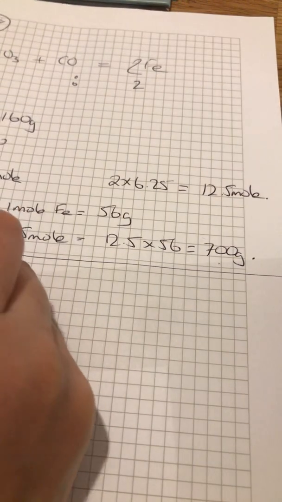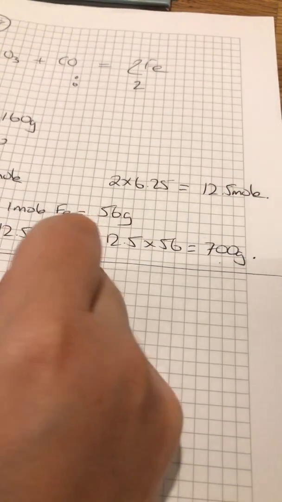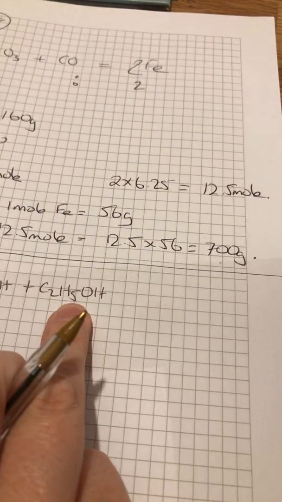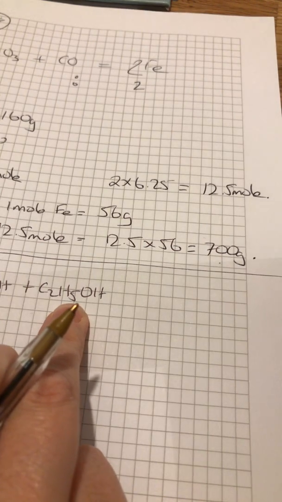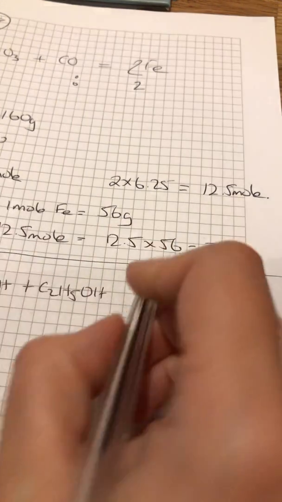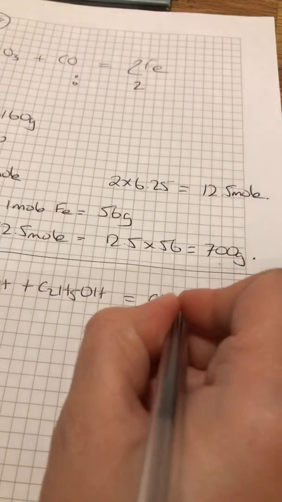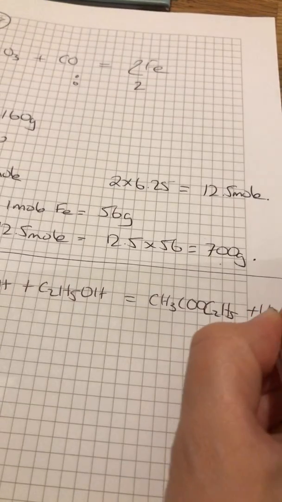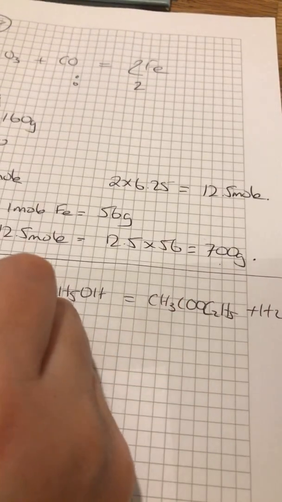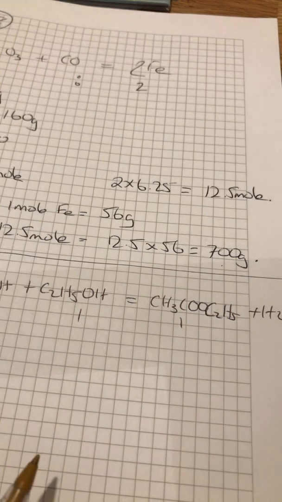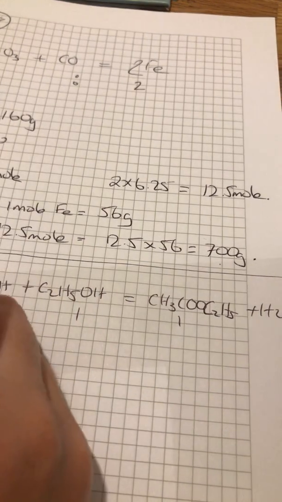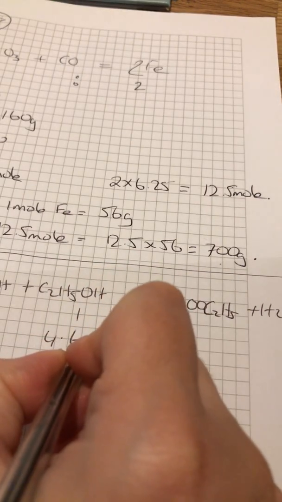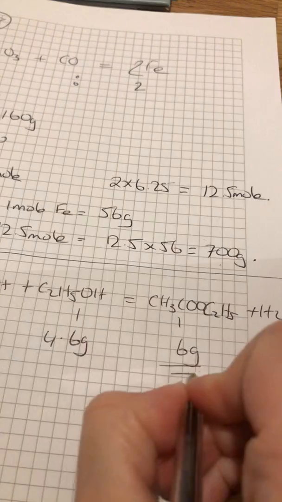So this is one of the experiments that was taken off the course, but the theory remains. So you're reacting a carboxylic acid with an alcohol, and you're producing the ester, and the ester is CH3COOC2H5, and you're making water. And again the ratio here now is 1:1:1. So it's saying that you're starting with 12 grams of this, you're starting with 4.6 grams of this, and you make 6 grams of this at the end.